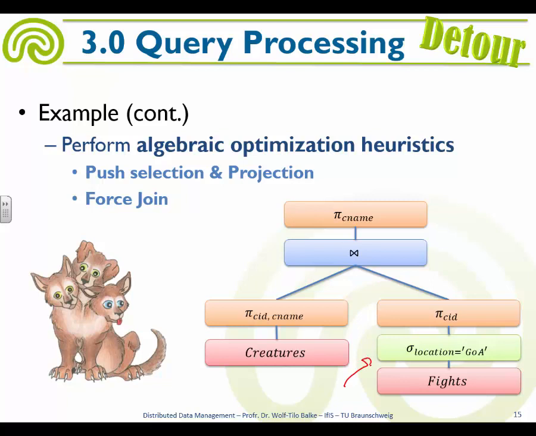So we do the selection over here. We do the projection over here. And we know that we don't need all the attributes from the table. So we just project what we actually need. We need the ID of the creatures and the names of the creatures because we want that at the end as an answer to the query, and here as well.